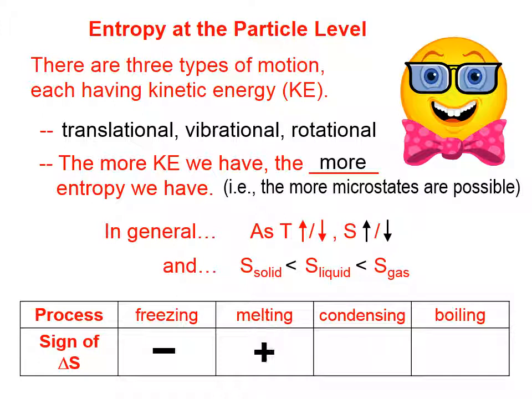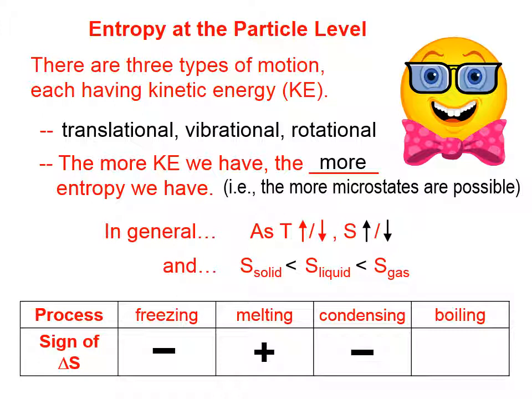Final minus initial will, of course, give us a positive number. How about condensation? When a gas condenses, does the amount of disorder increase or does it decrease? It definitely decreases, because we started out as a gas, which is very chaotic, and we ended up as a liquid, which is less so.